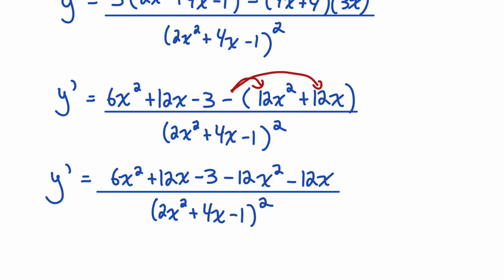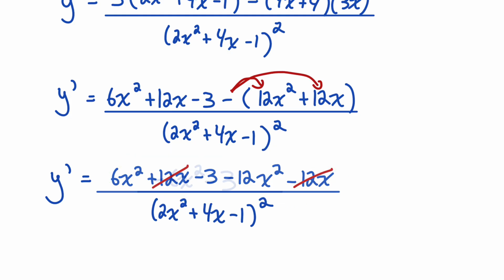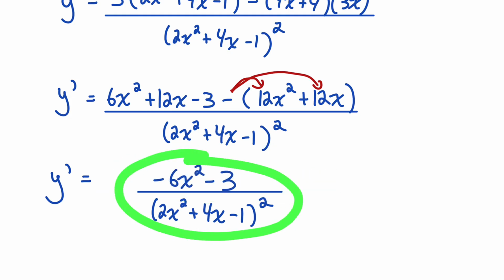When collecting my like terms, I notice I have a 12x minus a 12x. Those will cancel out. And I have a 6x squared minus a 12x squared. That's negative 6x squared. So this whole numerator will simplify to negative 6x squared minus 3. And that's an acceptable simplified final answer.